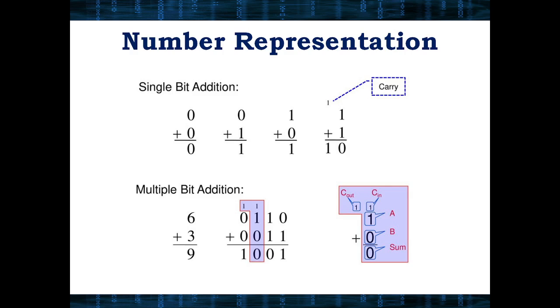So in the number representation, single bit addition means when we add 0 and 0, the result is 0. When we add 0 plus 1, it is 1. 1 plus 0 is 1. When we add two ones, 1 plus 1, that becomes 1 0. So here it represents 2. 2 to the power 0 is 0, and 2 to the power 1 is 1, so it represents decimal value 2. 1 0 represents decimal value 2.